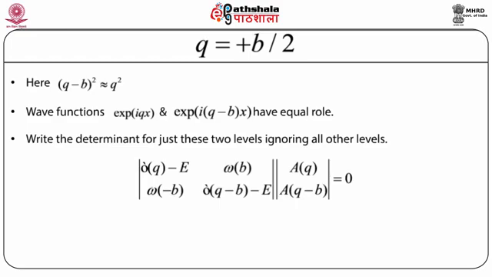At this order, we write the determinant for just these two levels, ignoring all other levels. This should be a good approximation for q approximately equal to b by 2. Following this, the resulting matrix is written as shown in this equation. This is a matrix equation, and simply remember that this is just two levels, ignoring all higher order levels.